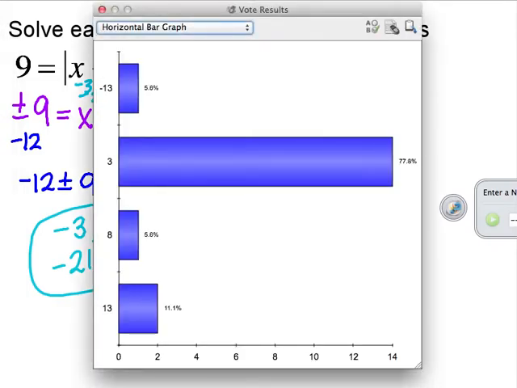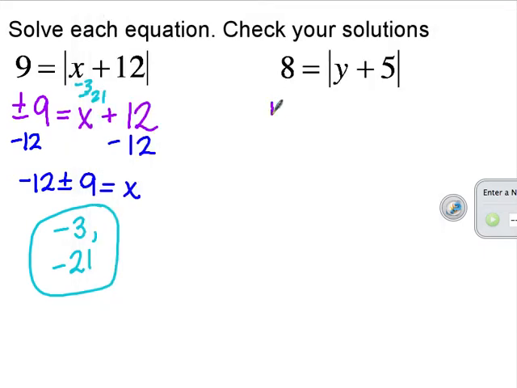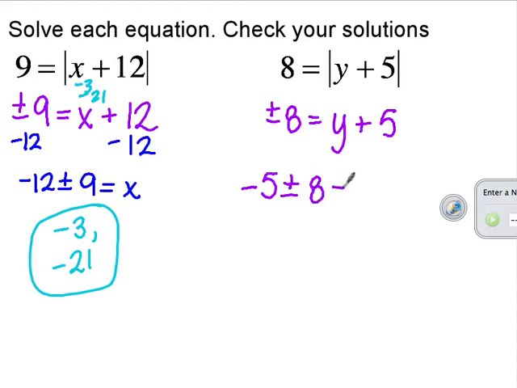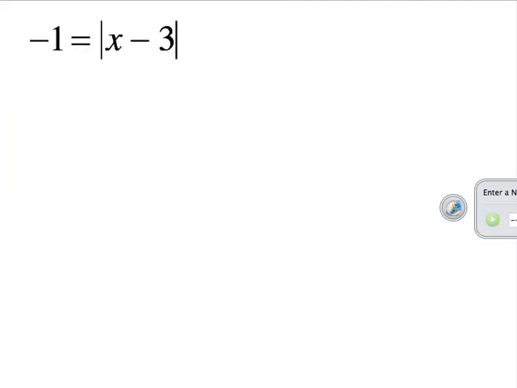The biggest of the two answers is 3. Okay, the other one is negative 13. Because what you should have done is you should have had plus or minus 8 equals y plus 5. Subtract 5, you end up getting negative 5 plus or minus 8 equals y. So you end up getting positive 3 and negative 13. Okay, let's look at this next one.